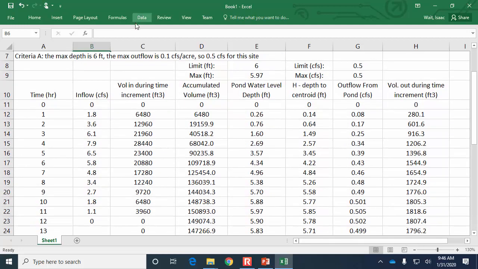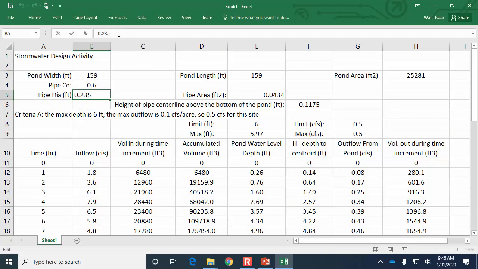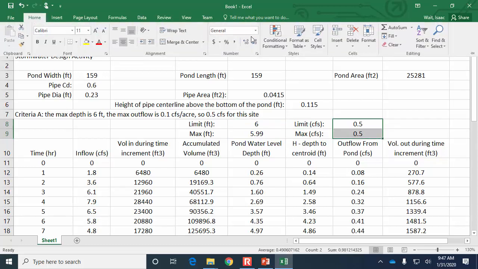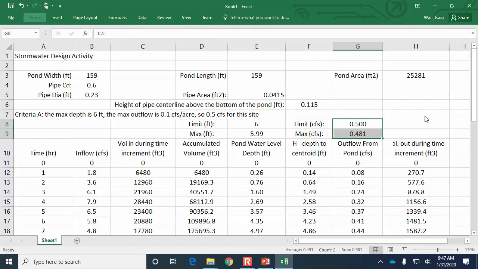No, now it's over. So to the nearest tenth of a foot, 0.23 is the pipe diameter we should go with, because that's the one that now is seeing that the outflow doesn't go too high. And why did I choose this width and length of 159? It's because now the maximum depth is very close to the limit of 6 feet. So this is kind of the ideal combination.